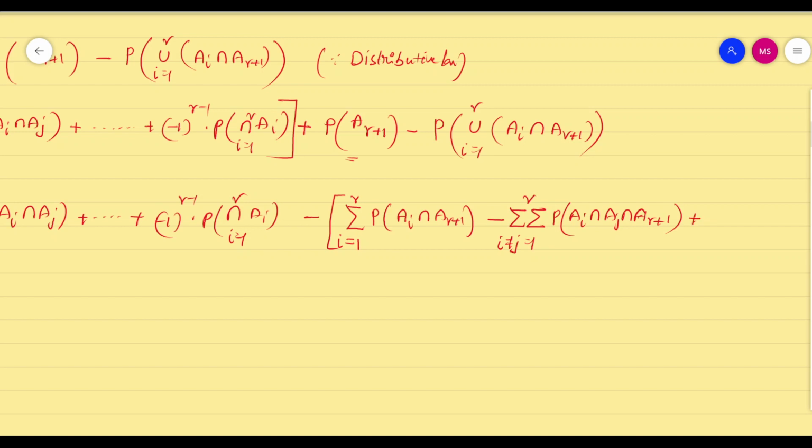Okay, plus and so on, plus (minus 1) to the power of r minus 1 into P of the intersection, i running from 1 to r, of A_i intersection A_{r+1}, right? This is the expansion of the last term.